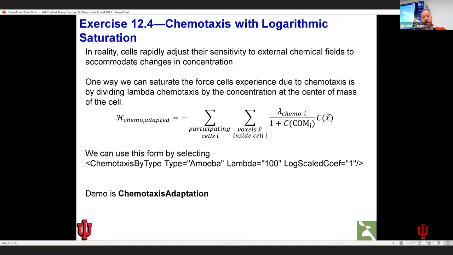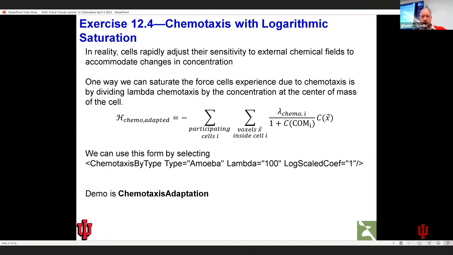So Juliano says maybe you make the value too big when C is small, even if it's not 0, it's just possible. But you definitely don't want that value of lambda chemo to blow up. And so typically you have a number, lambda chemo divided by something plus the concentration. One thing you could play with, and to do that, you use the tag in the XML, log scaled coefficient equals, and then the value. 1, 0.1, 0.01, you'll find that actually doesn't make that big a difference.